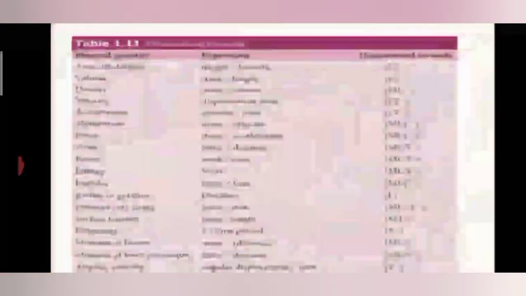Dimensional formulas are given. Some of the dimensional formulas are as follows in the chart. The physical quantity is area, the expression is length into breadth, and the dimensional formula is L².